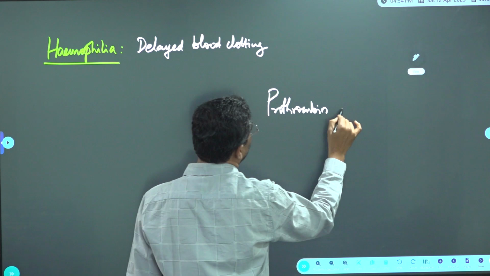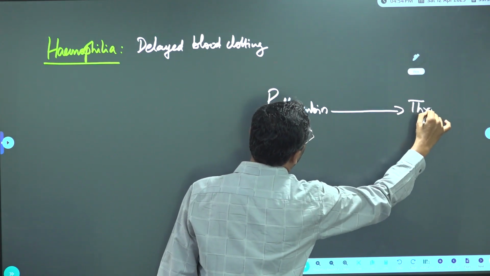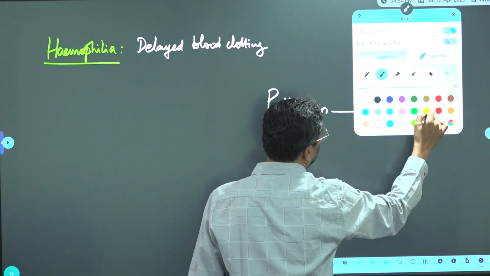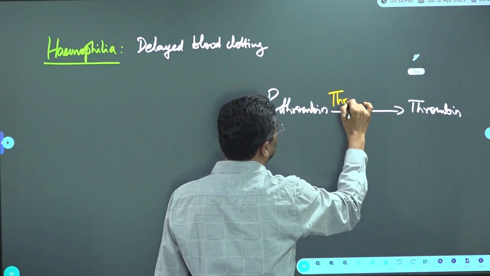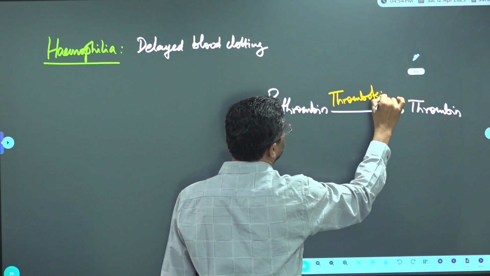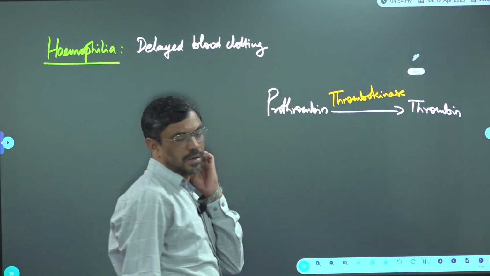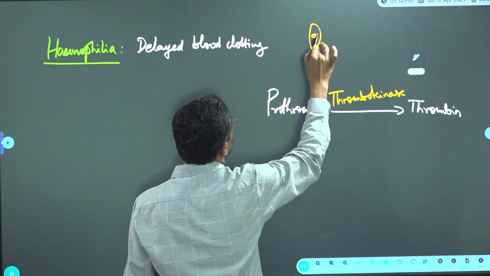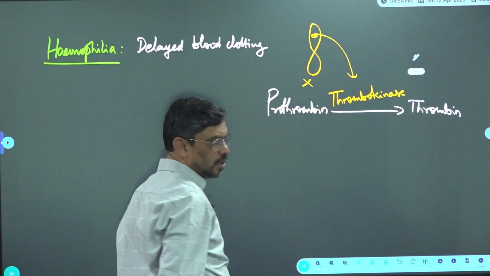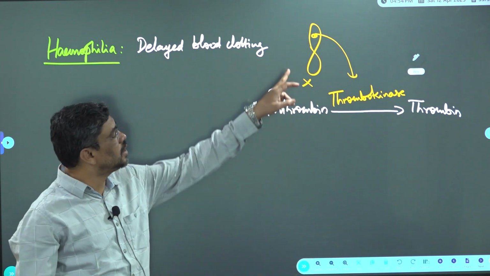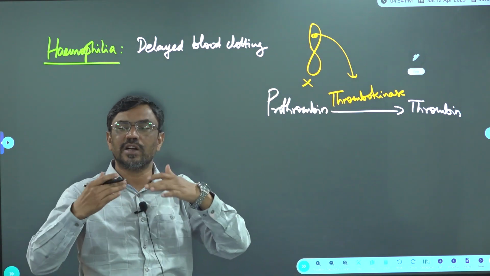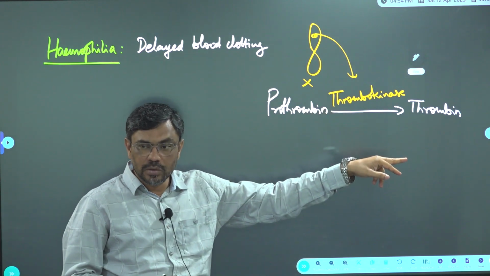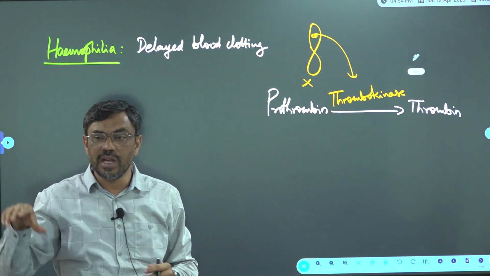There is a protein called prothrombin. The prothrombin gets converted into thrombin by an enzyme called thrombokinase or thromboplastin. So the gene responsible for this thrombokinase is located on X chromosome. If this gene is abnormal, the thrombokinase will not be released properly. If thrombokinase is not released properly, prothrombin will not be converted to thrombin. So the entire process will be delayed.